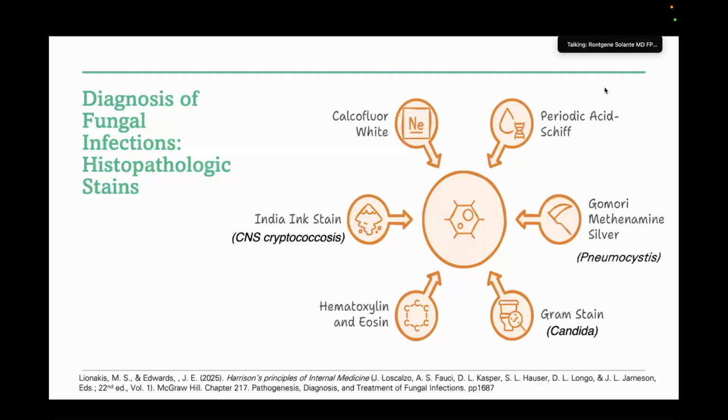So the most commonly used stain here is your periodic acid-Schiff. This is used in mostly any fungal infection, but there are specific stains that can really be used. Candida can also be diagnosed with the use of your gram stain, where it can appear as a yeast, a budding yeast, or hyphal elements. As I've mentioned a while ago, Gomori methenamine silver can be used for looking at the presence of Pneumocystis jirovecii. And then the India ink stain is used for CSF, for the diagnosis of the presence of encapsulated cryptococcal microorganisms. Okay, so these are the histopathologic stains that are available for the diagnosis of fungal infection.